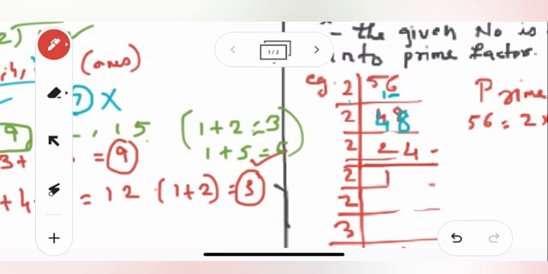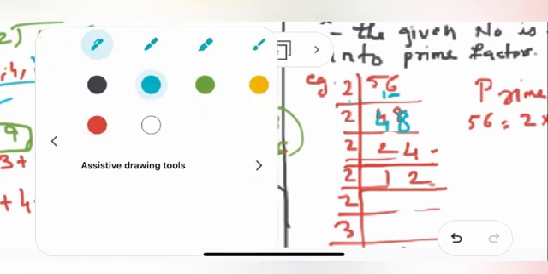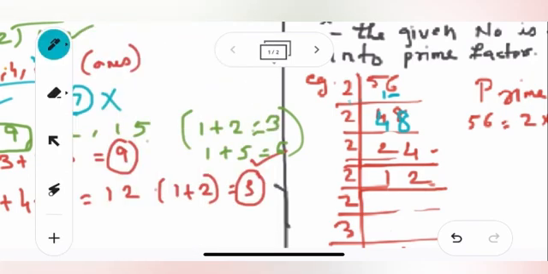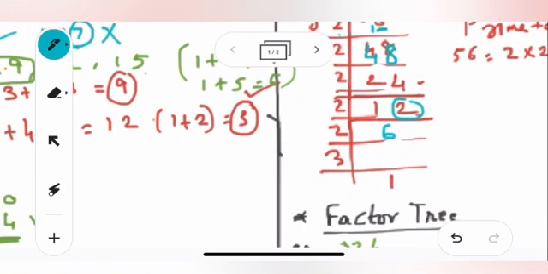So 2 ones are 2, 2 twos are 4. So again if you see the number in the units place here, it is 2. So you can divide this 12 by 2. So it is 6. So if you go 6, 2 3s are 6.